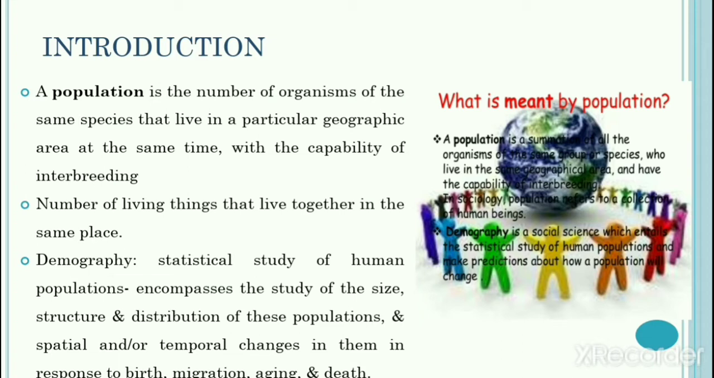The statistical study of the human population is the field of demography. It is the social science that entails the study of human population and makes predictions about how a population will change. This field of study encompasses the size, structure, and distribution of these populations and the spatial or temporal changes in them in response to birth, migration, aging, and death.